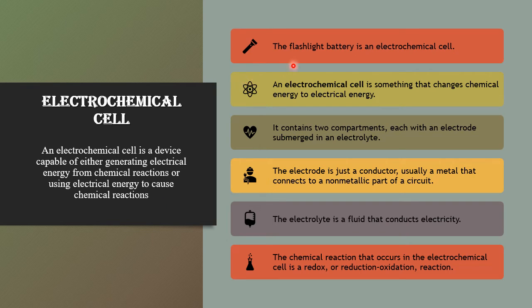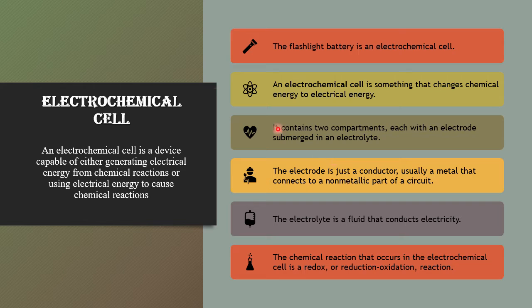So as the simplest example, let's take a flash battery cell, which can act as an electrochemical cell. So it is something that is going to change chemical energy into electrical energy or electric energy into chemical energy depending on the type of electrochemical cell. So basically it consists of two compartments. These two compartments consist of the electrode and they are going to be submerged in the solution of the electrolyte. Electrolyte is our analyte or sample.